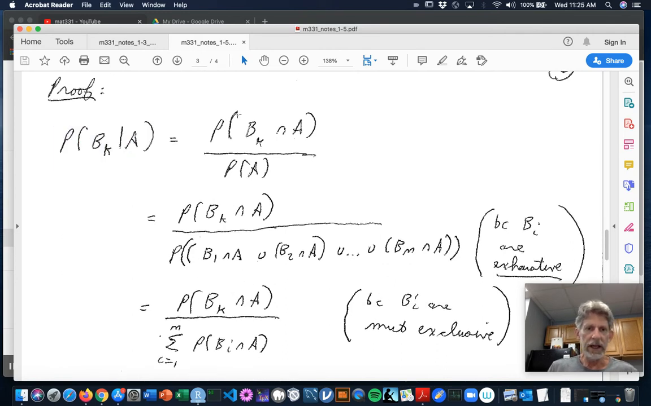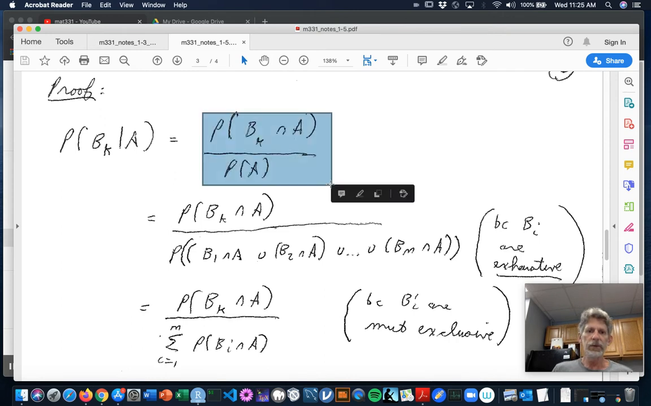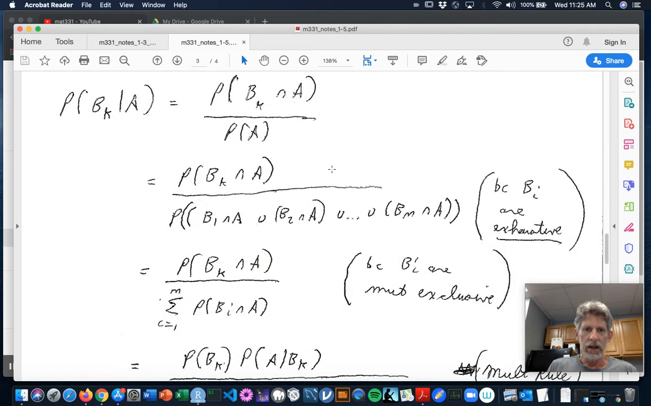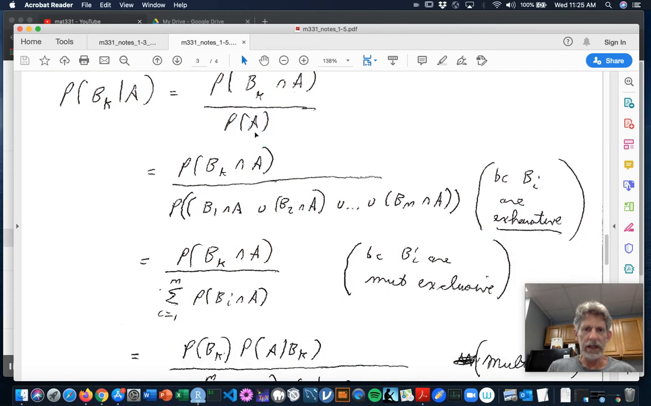The probability of Bk given A is, by definition of conditional probability, that fraction. Now, we think of the probability of A as a union of m events: B1 intersect A, B2 intersect A, up to Bm intersect A. That is an exhaustive union of events because that's all the ways that A could occur.